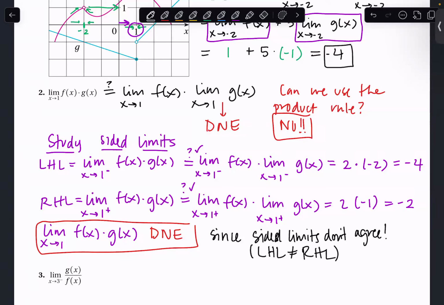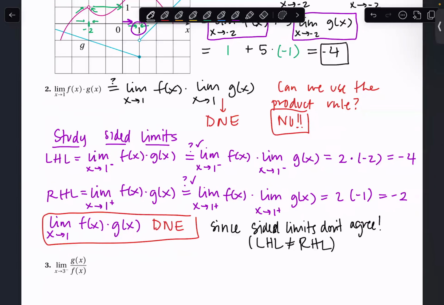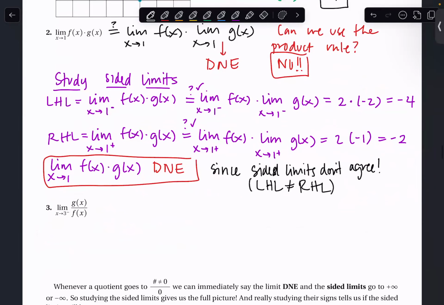Okay, this won't always be the case. There might be ways that we can look at these functions where at the point I can't use my rules, but left and right I can, and they end up agreeing, right? So we'll see some more examples. So anytime I can't use my overall limit rules, I want to look at the sided ones instead and see what information I can say there. Okay, so let's look at number 3.